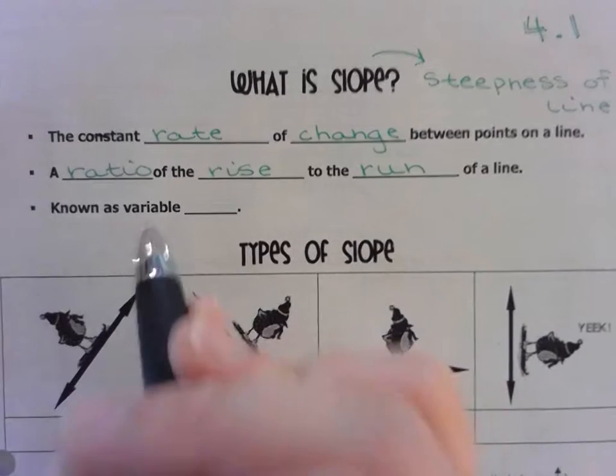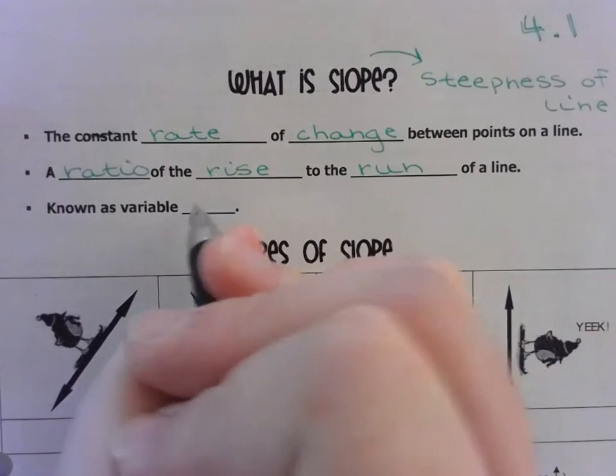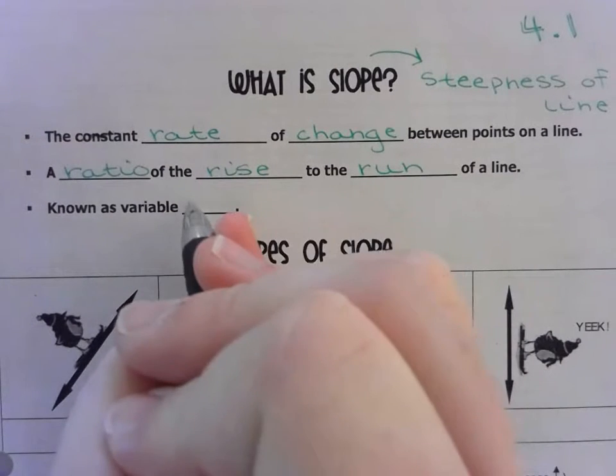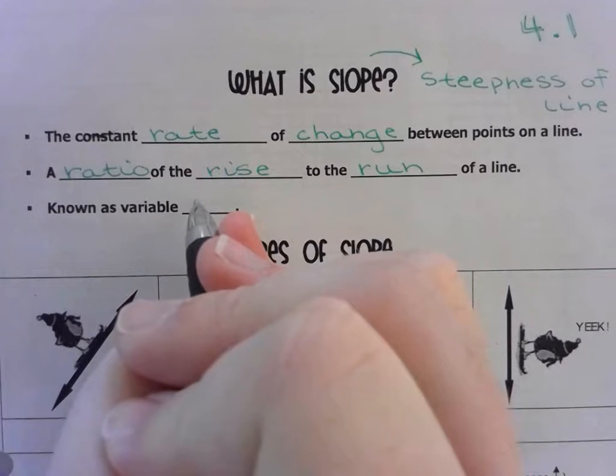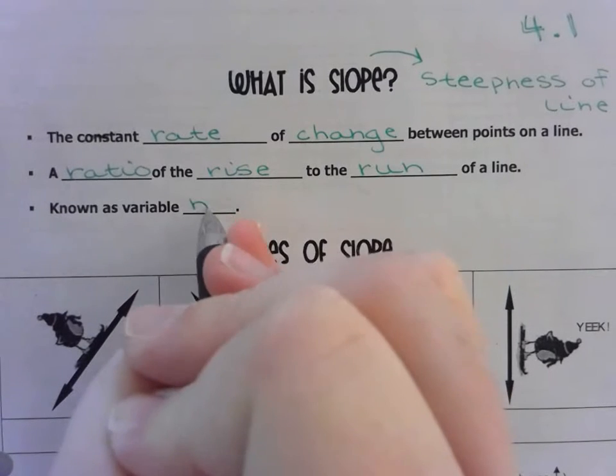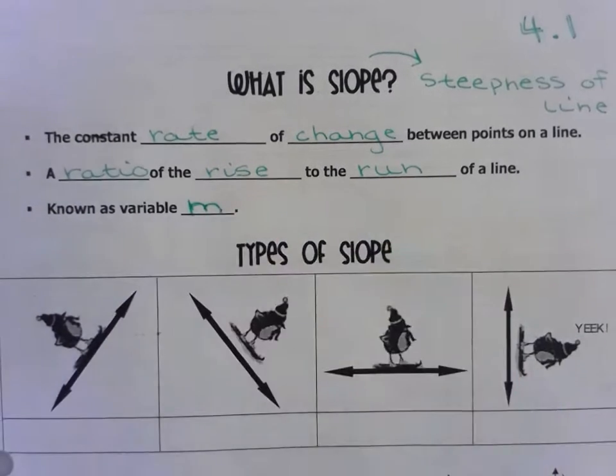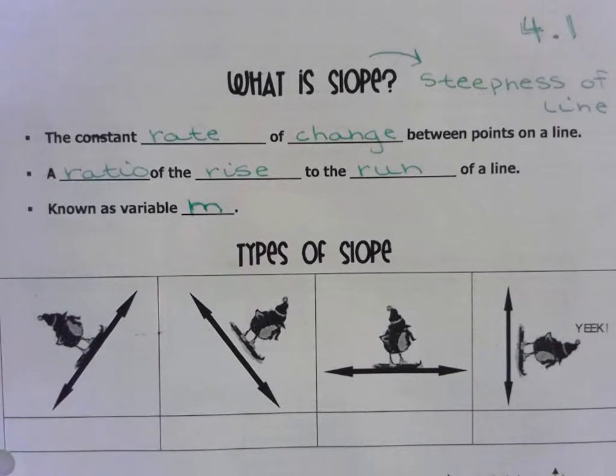And it is known as the variable. What variable do we always use to represent slope? X? No, variable. Y? X? Nope. M. So M is the variable we use to represent slope. Y and X will be part of it, but if you see the variable M, that is almost always used to represent slope.